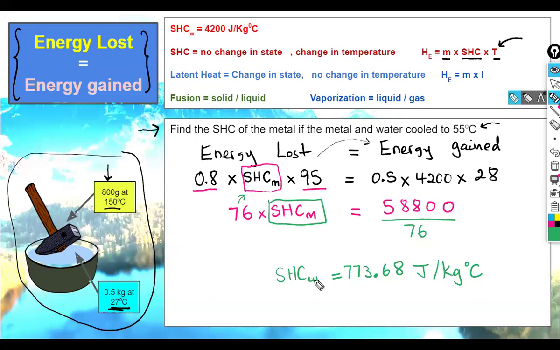I put W here by mistake, right? But it's supposed to be M, right? Specific heat capacity of the metal. Let's move on.